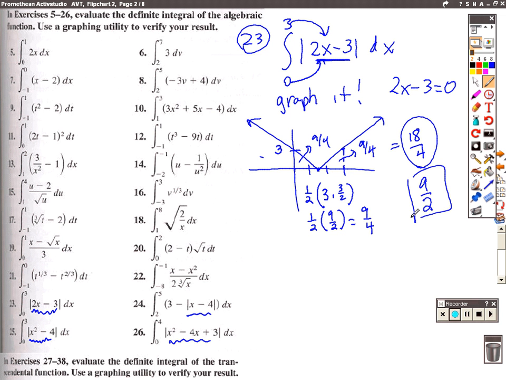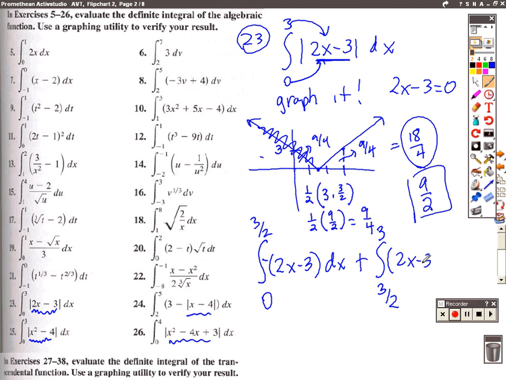Now, if you take a look at the book, what it shows you is to integrate from the lower bound of 0 to the vertex, and this would be the negative side of the absolute value. Now, what do I mean by negative? The slope on this side is negative. And then add it to the area from the vertex, 3 halves, to the upper bound of 3 of the, quote, positive side of the absolute value.